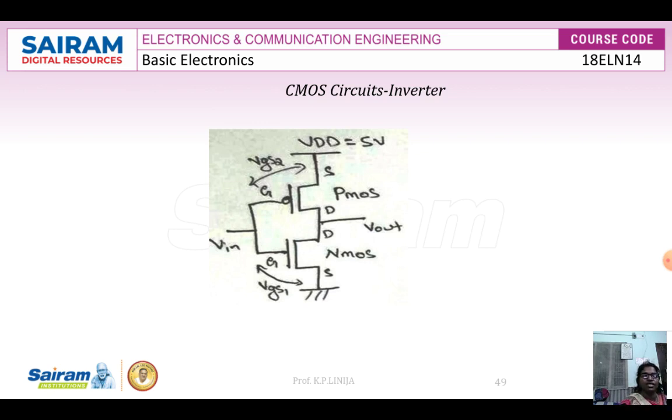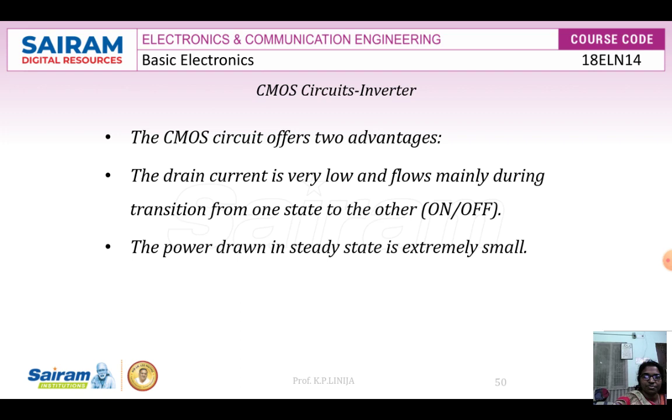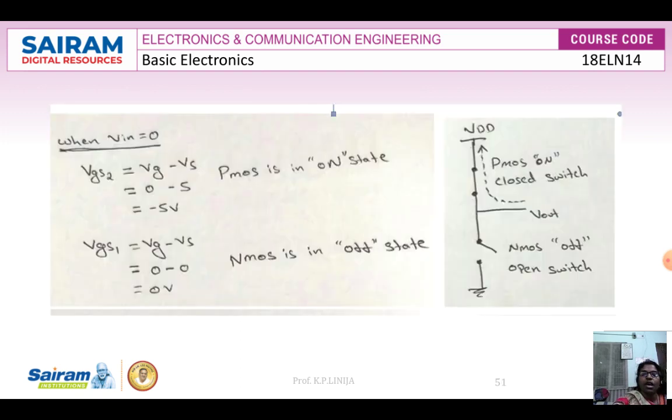But what about VGS1? VGS1 is equal to VG minus VS. Here, the source is grounded, and Vin is equal to 0, so the gate is equal to 0. Therefore, under this condition, the NMOS will be in off state and the PMOS will be in on state. So with Vin equal to 0, we get VGS2 equal to minus 5 volt, and it acts as a closed switch, so we are getting the output.